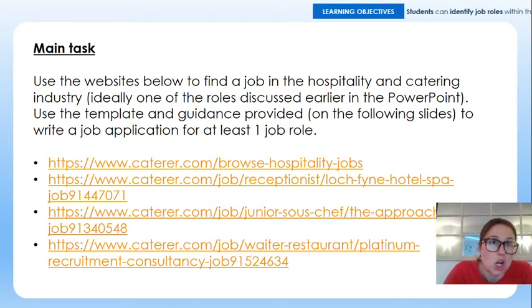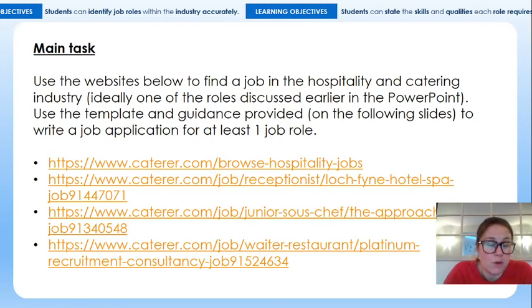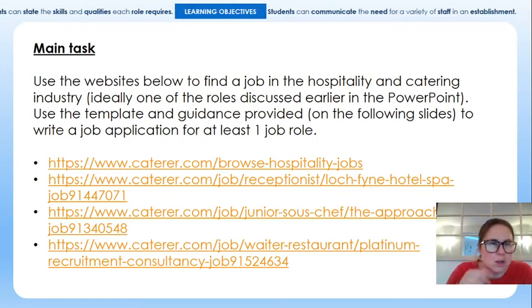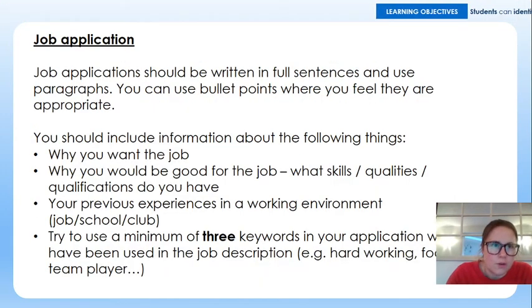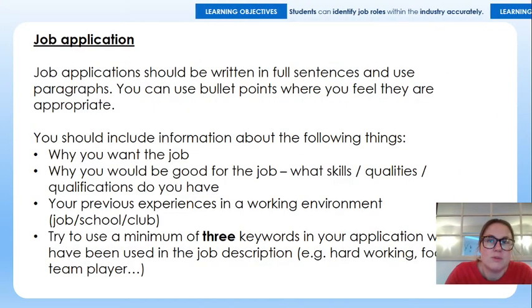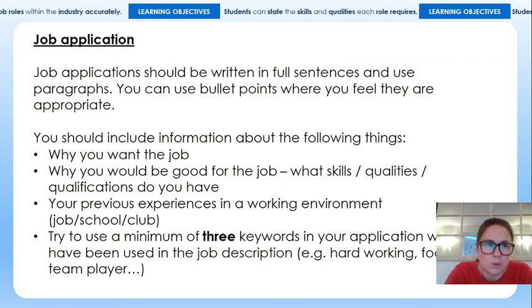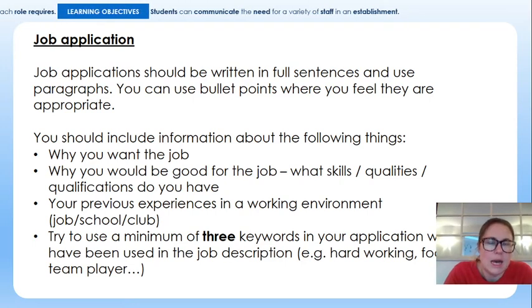If you want to just Google, I don't know, commis chef job role, and find a commis chef job to apply for, that's absolutely fine. But these ones are just a little bit more guided if you want that extra bit of guidance. So for the job application, it needs to be written in full sentences, ideally using paragraphs. You can use bullet points where you feel they are appropriate, maybe listing qualifications, for example, but you don't have to.